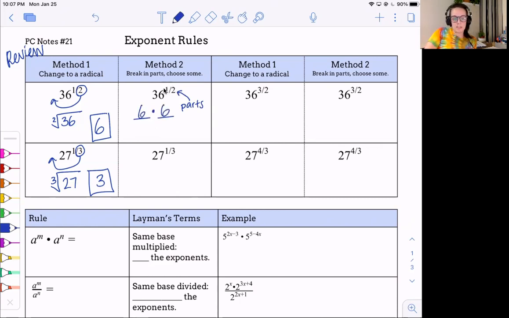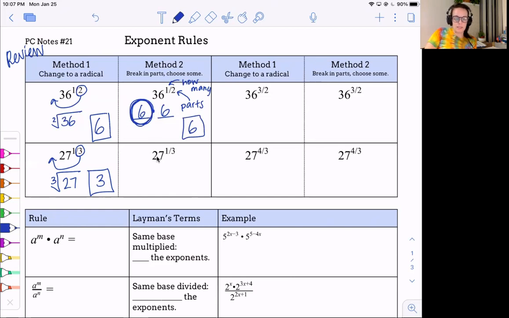And then this number here tells me how many to choose of them. I'm going to choose one of them because it says 1. So this is your how many. So my correct answer is 6. You can see you get the same thing. This is just breaking it into parts, right?